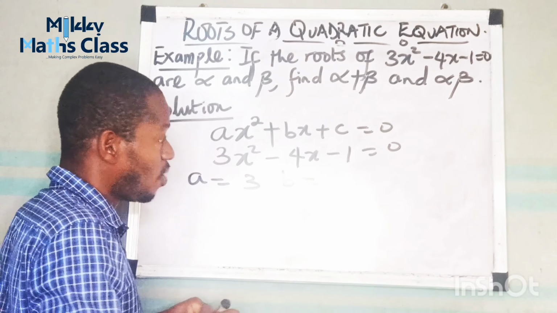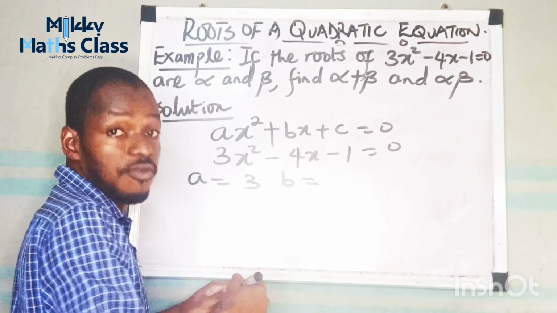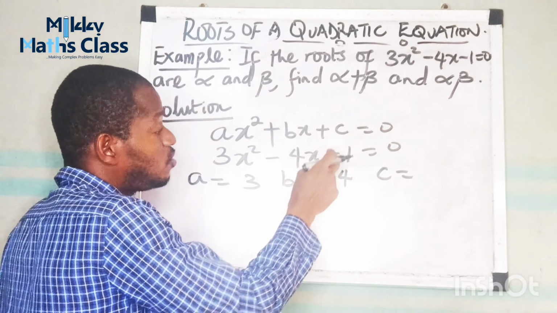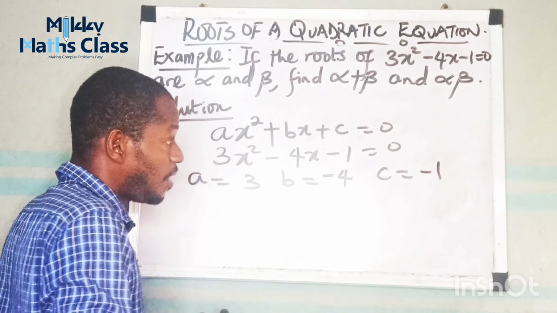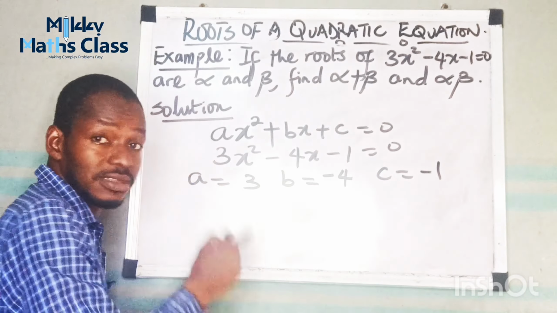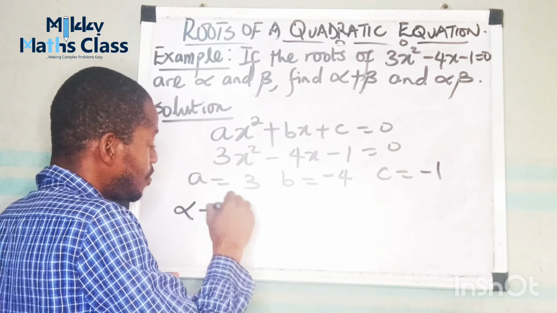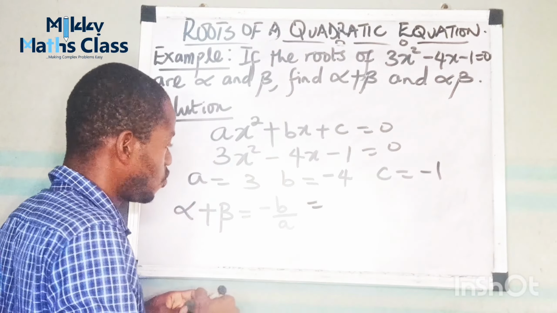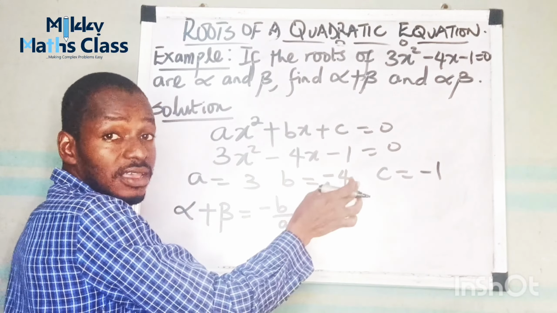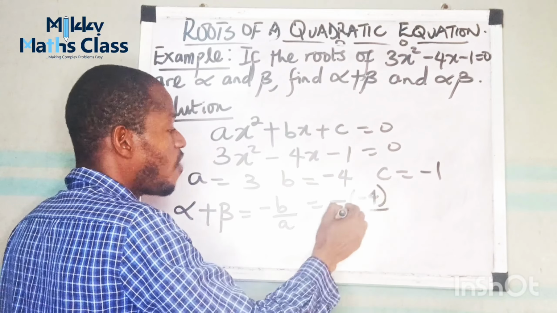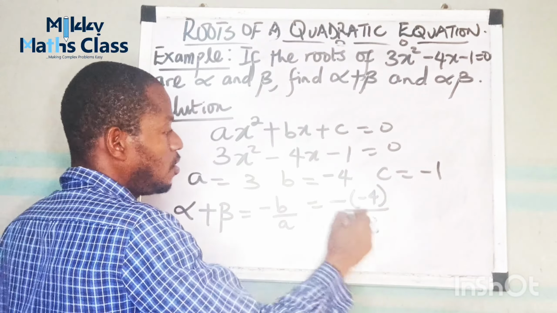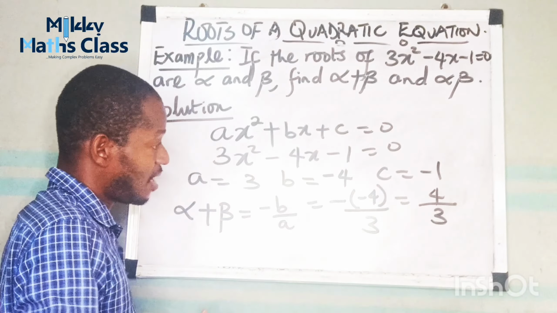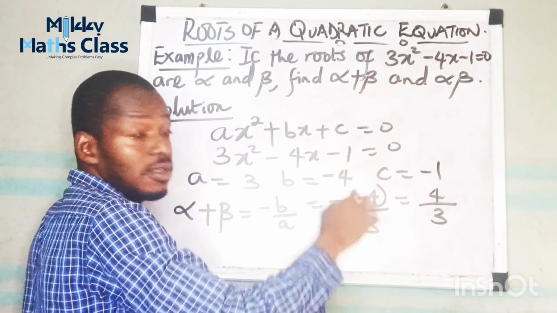Our b is the coefficient of x here, which is negative 4. And our c is the constant you have here, which is negative 1. Now remember the sum of the roots from what we did: alpha plus beta is equal to negative b over a, which is negative of negative 4 over 3. Negative times negative will cancel out, that's 4 over 3. So the sum of the roots of this quadratic equation is 4 over 3.